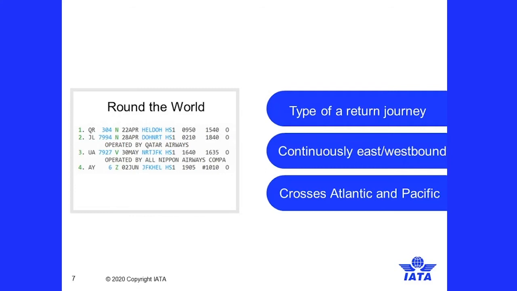So, around the world is a type of return journey. Why do we say it's a type of return? Because it must start and end at the same points, and there are no gaps in between. So we must have everything covered by flights, otherwise it will be considered as an open jaw. It's continuously either eastbound or westbound. You cannot go east, east, east, and then start turning west, west, west. That's not around the world. And we must cross both of the oceans in order to determine that the journey can be identified as around the world.